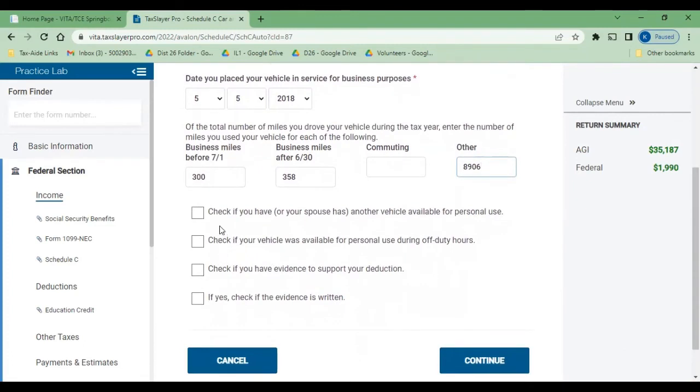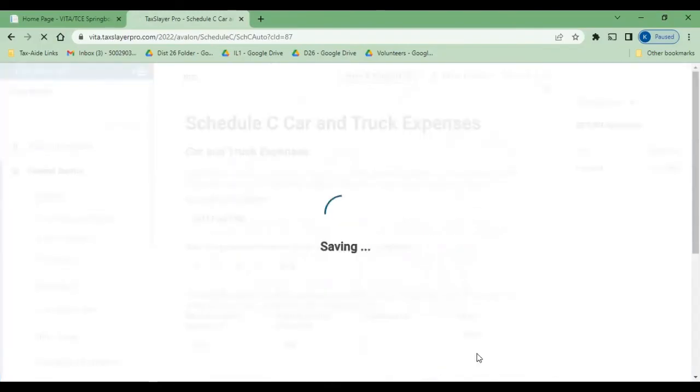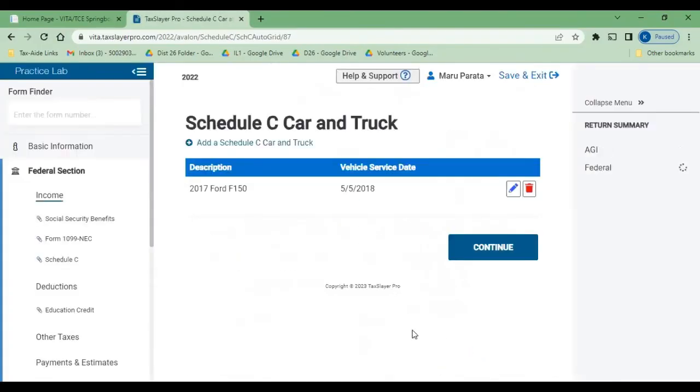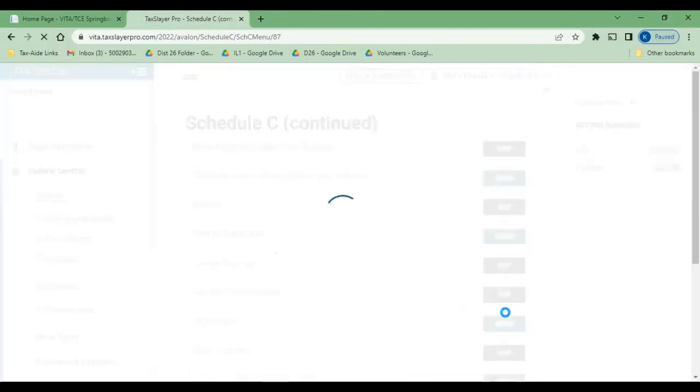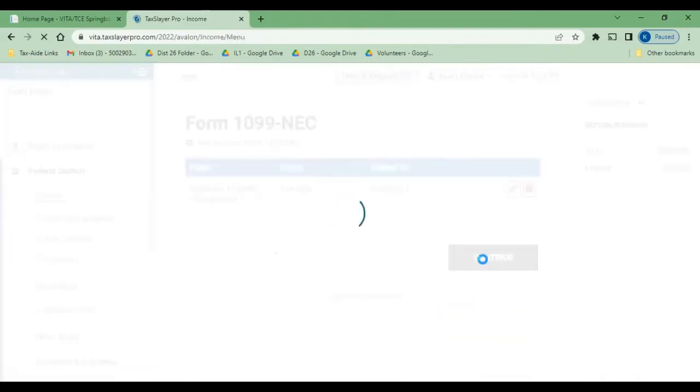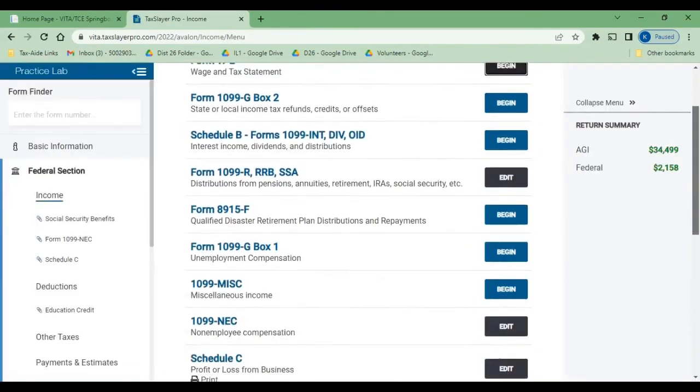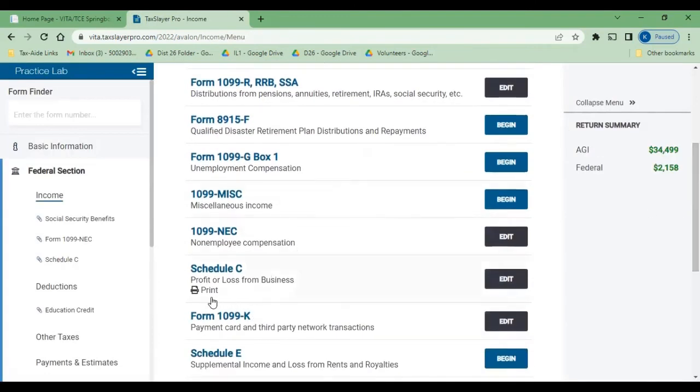All right, we need to do these check boxes. He did not have another vehicle. He used this one during off-duty hours. He does have information to support his deduction, and his evidence is written. That is all of the entries that we need to complete his Schedule C. So let's go back to the input screen. And I want to show you from the income screen, the Schedule C option gives you the ability to print your draft Schedule C here so that you can review it. So let's take a look at it now.